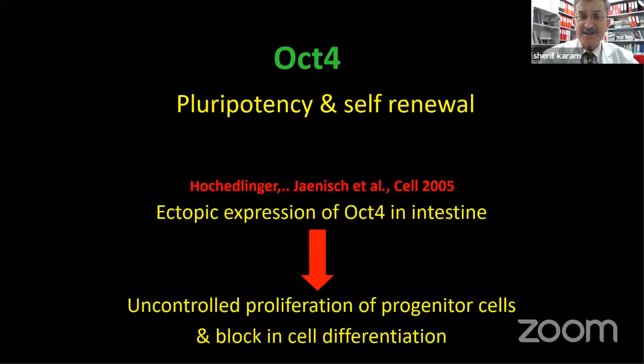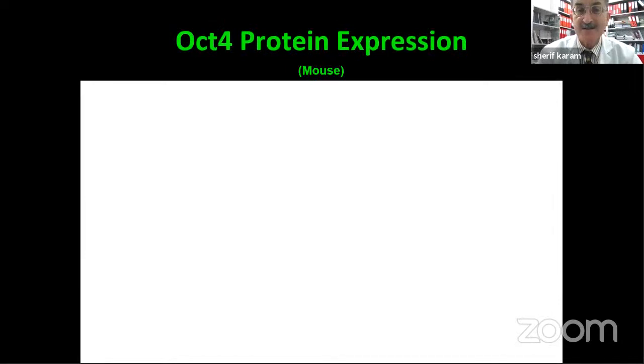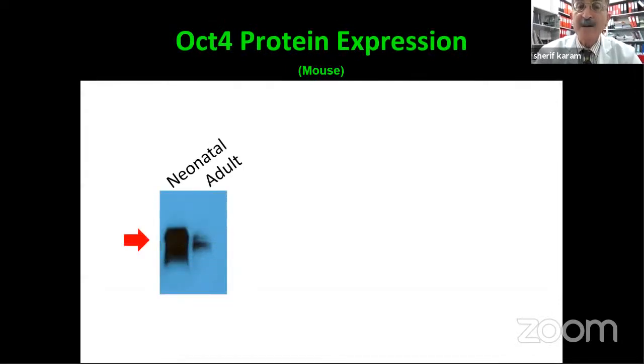There was a very interesting study that pointed out the idea of the following experiment that I will tell you. In this study, a group in Germany expressed OCT4 in the small intestine of some animals. This is a kind of ectopic expression. And they found that when it is overexpressed, it leads to uncontrolled proliferation of the progenitor cells. So it sounds like if you have OCT4 in the intestine, this will lead to carcinogenesis. So this stimulated us to start a project on OCT4.